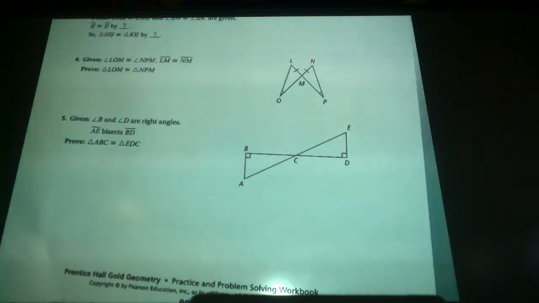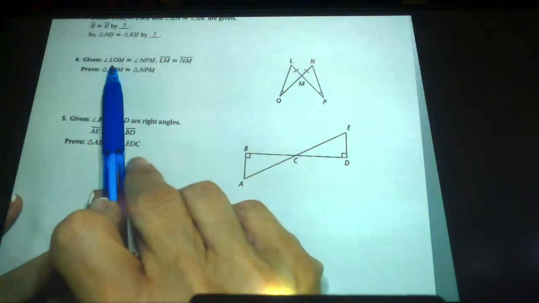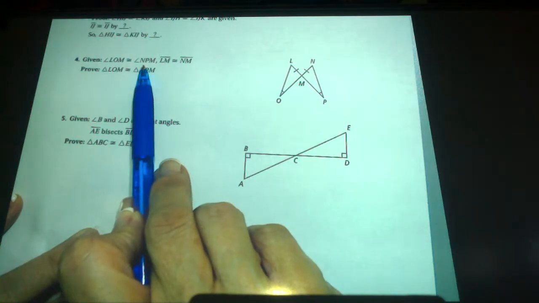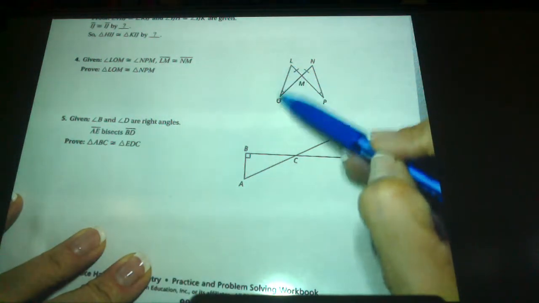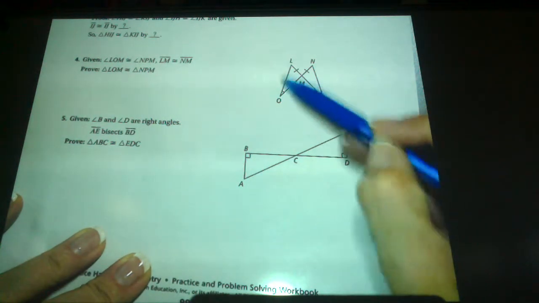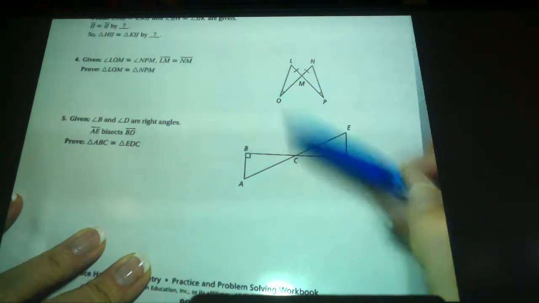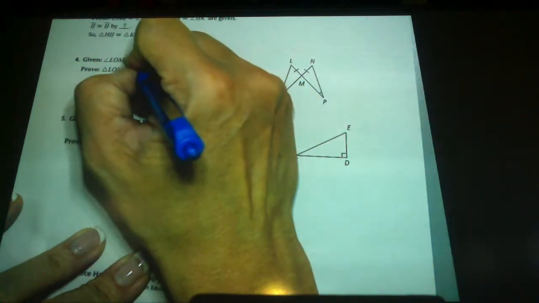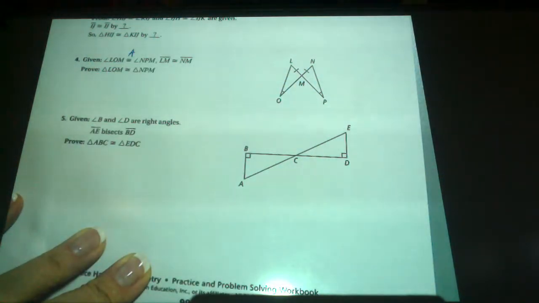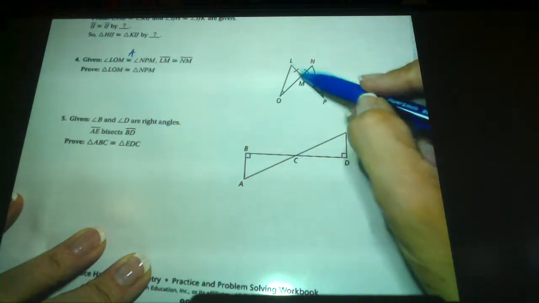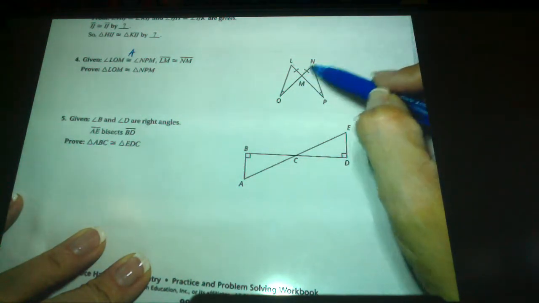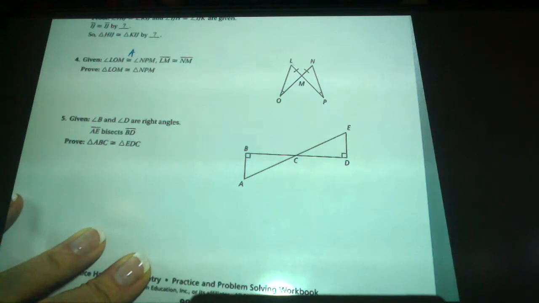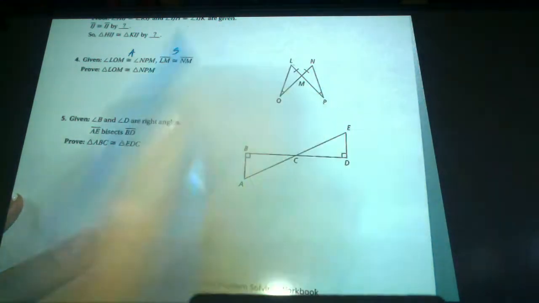So we have angle LOM is congruent to angle NPM. LOM, if you follow with your fingers, is this one right here, and they've arc marked it with a single arc mark. And NPM, N to P to M, is this one right here. So that's an angle congruency statement. And then side LM is congruent to side NM, and they've tick marked that for you. That's a side congruency statement.